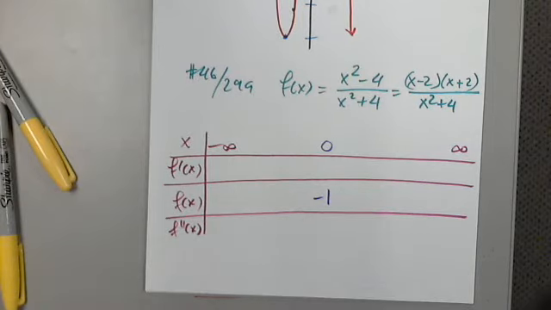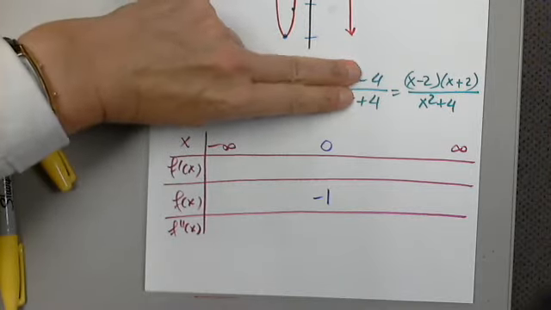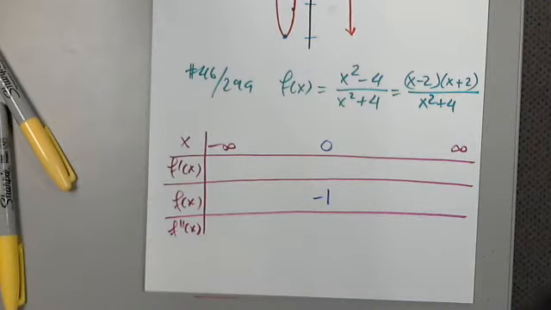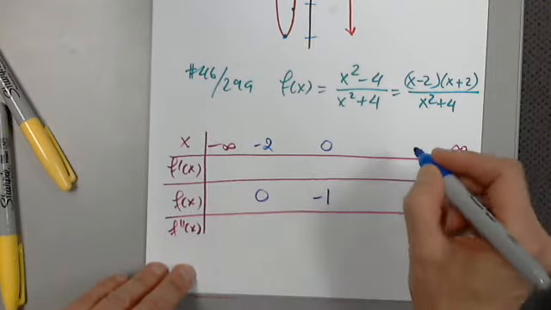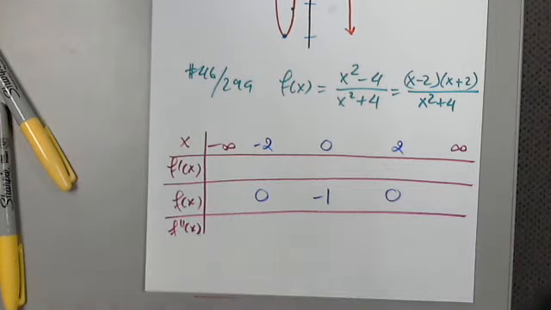Where are the x-intercepts of this function? So we plugged in 0 to get -1. Where are the x-intercepts of this function? When x is 2 or -2. Is that clear? When the numerator is 0? Is that clear, everyone? Yes?